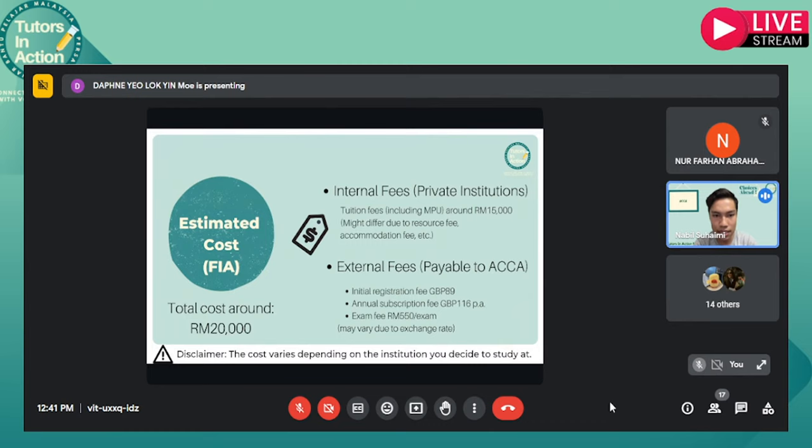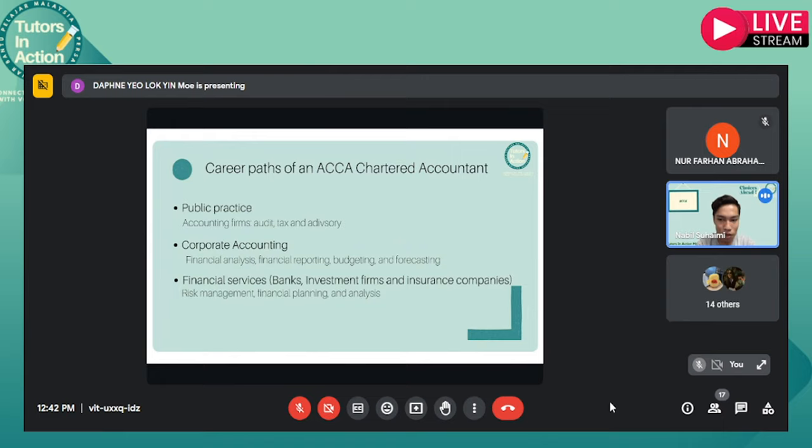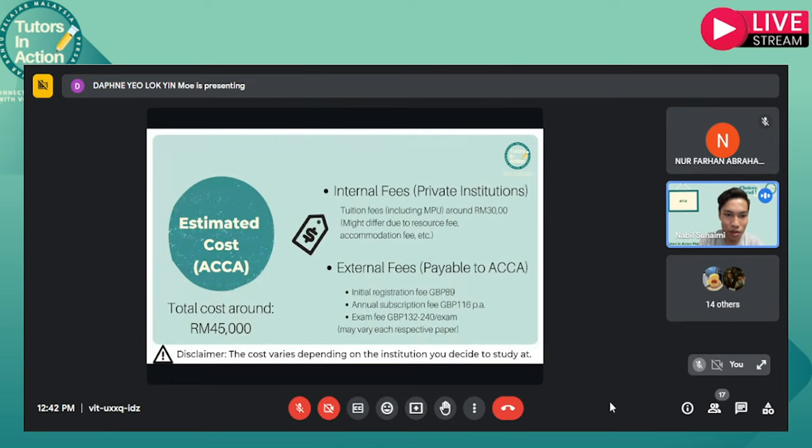The estimated cost of doing ACCA, back one slide, sorry. The 20,000 total cost is for FIA. However, for ACCA, it's... can move back a slide, previous slide. Okay, this is it. Thank you. For ACCA, it's 45,000 ringgit in total. The two fees payable: one for your private institution is 30,000 ringgit. The other one is to ACCA. This fee is quite the same as FIA, the initial registration fee and subscription fee. However, the exam fee increases a bit, varying from £132 to £240 per paper.